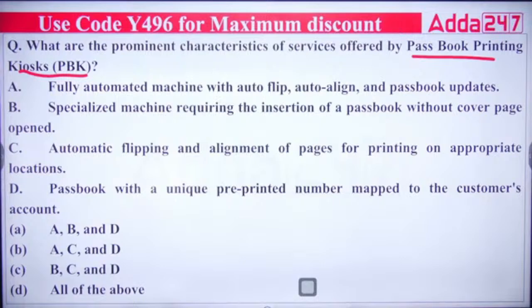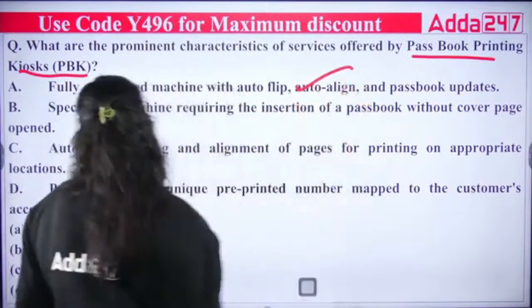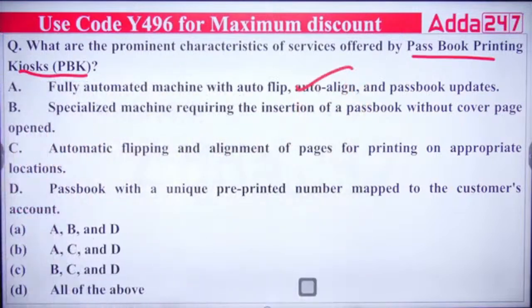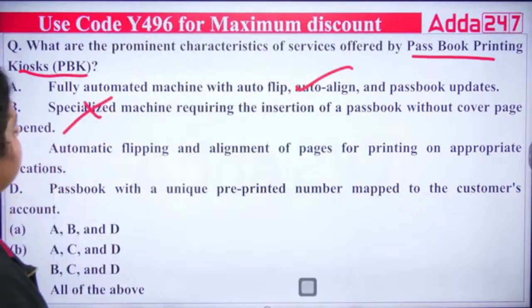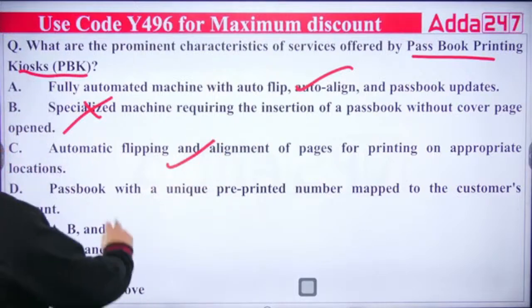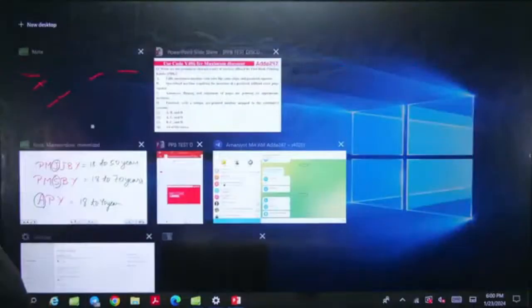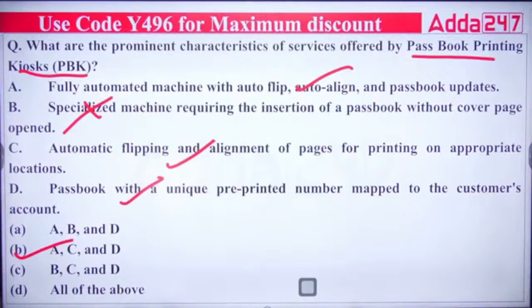PBK stands for passbook printing kiosk. So first of all, it is a fully automated machine. It will do auto flip, auto align and passbook update. This is true. Okay. Second is saying specialized machine requiring the insertion of passbook without a cover page. No, this is not true. Automatic flipping and alignment of pages for printing on appropriate location. This is true. Passbook with a unique pre-printed number mapped to the customer's account. This is true. So the right answer is B. A, C and D are correct. Right answer will be your B.